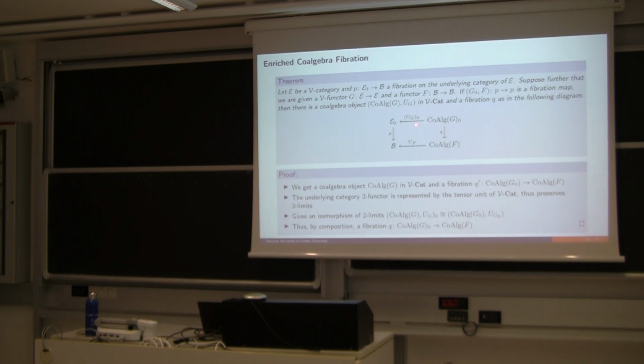Then actually you can construct a fibration here in the same way, where the coalgebra category is enriched over V, and you get a fibration on the underlying category. And the proof is actually quite neat. That's why I wanted to flash that. It uses essentially that the underlying functor is a 2-functor that is represented by the tensor unit, and then preserves these 2-limits, and then we get an isomorphism of 2-limits, and that allows us to give back composition with one fibration. That's a neat proof of this kind of stuff.